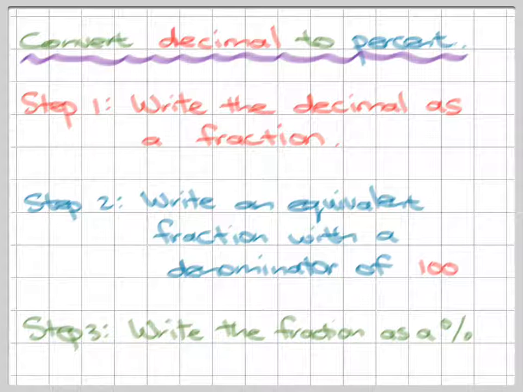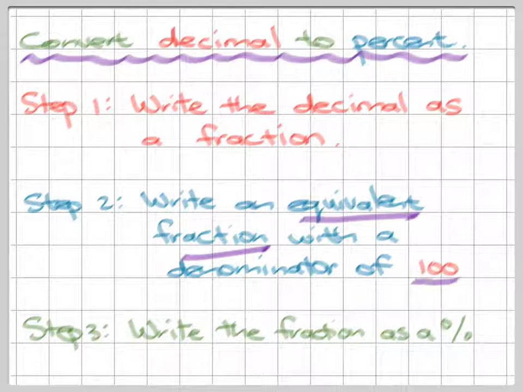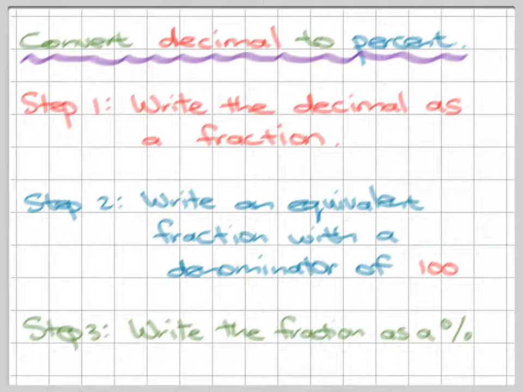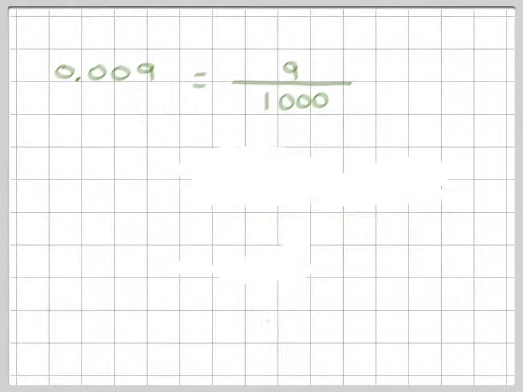Step 2 is to write the equivalent fraction with the denominator of 100. Because remember, to get it into percent, we need a denominator of 100. So we're going to try with common factors to make it into an equivalent fraction to get it to 100. So let's go do that next.